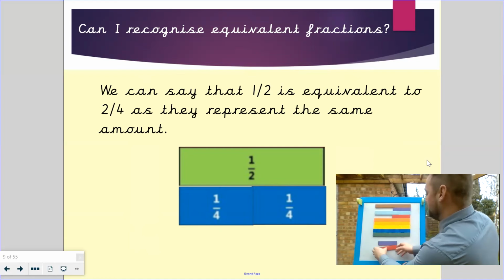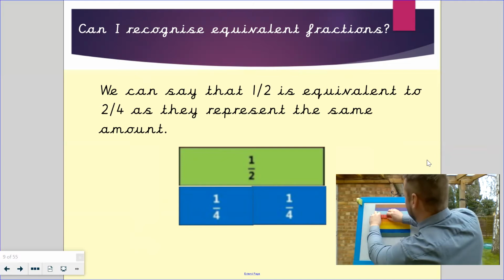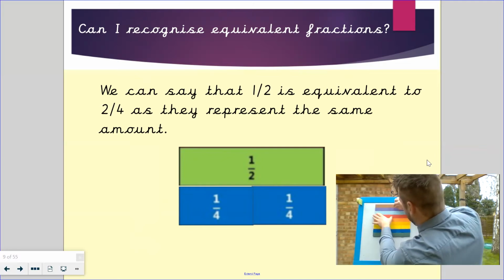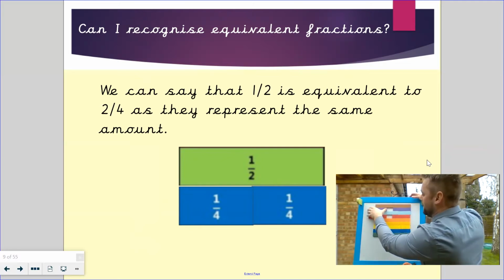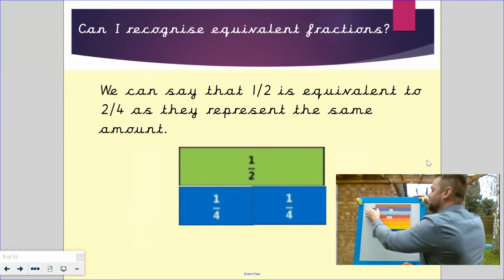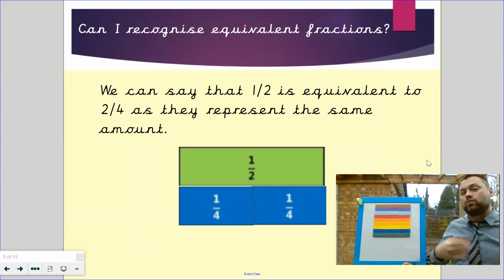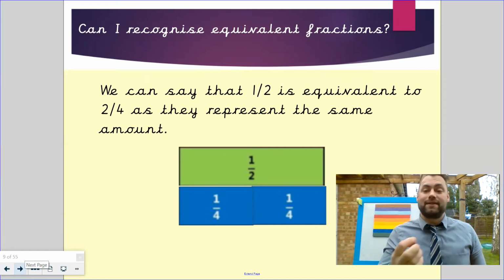And if we put it back into our chart here, okay, we can see that 2 quarters make up that 1/2, okay? And you can see that they're the same size. In your wall chart, you should be able to see that as well, okay? So 1/2 is equal to 2 quarters. They are called equivalent fractions because they represent the same amount.